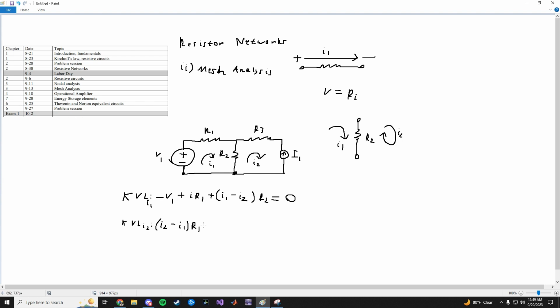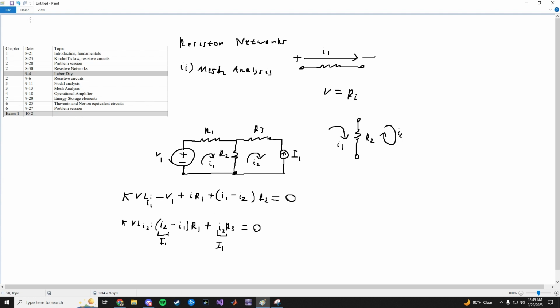I2 minus I1 times R1, and then plus I times R3, and then this current source would actually be the current flowing in this branch. So this I2 is actually equal to the I1 itself. So this I2 is I1, and this would just be I1 equals 0. So that's how you do the mesh analysis.